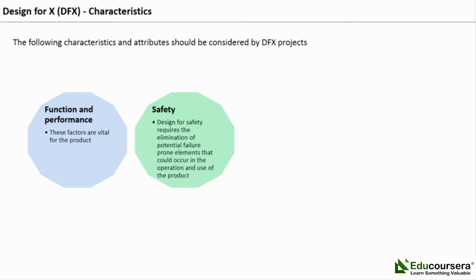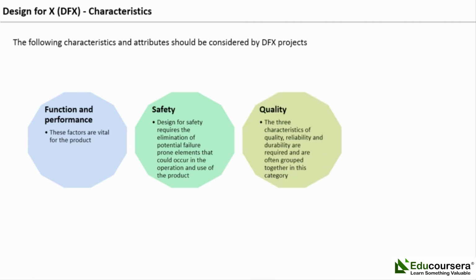Design for safety requires the elimination of potential failure-prone elements that could occur in the operation and use of the product. The design should make the product safe for manufacture, sale, use by the customer, and disposal. Quality. The three characteristics of quality, reliability, and durability are required and are often grouped together in this category.